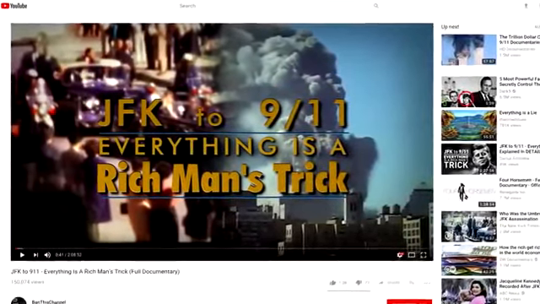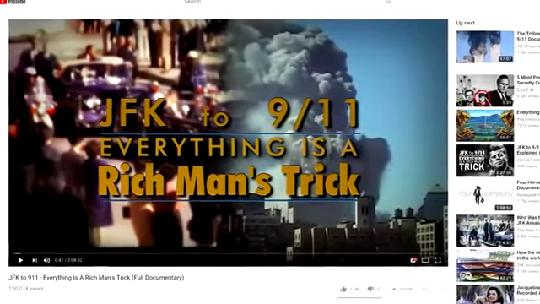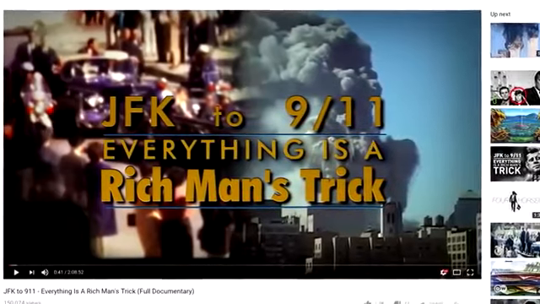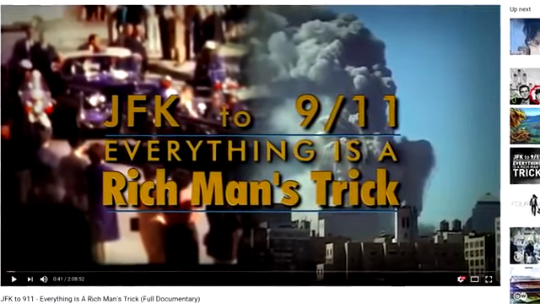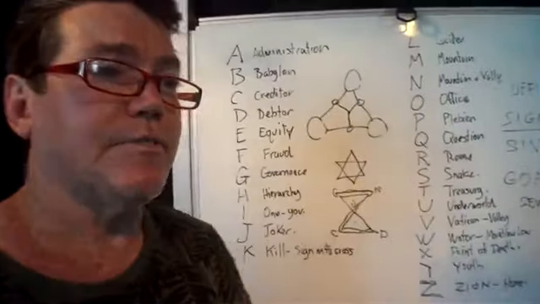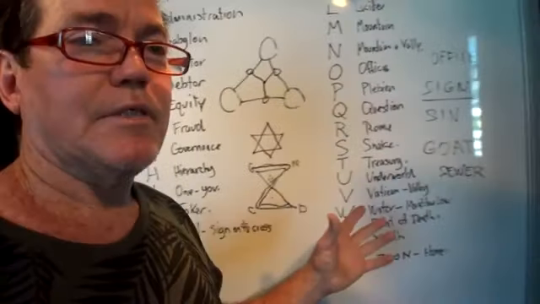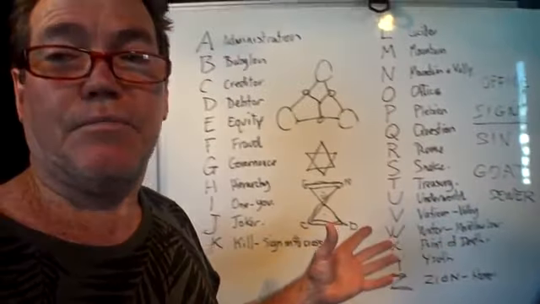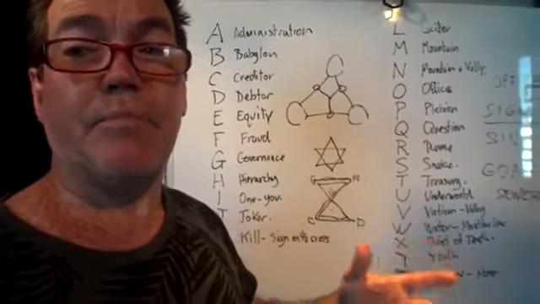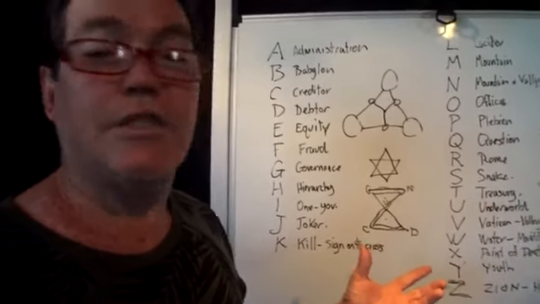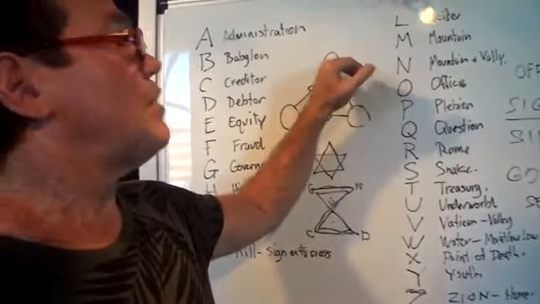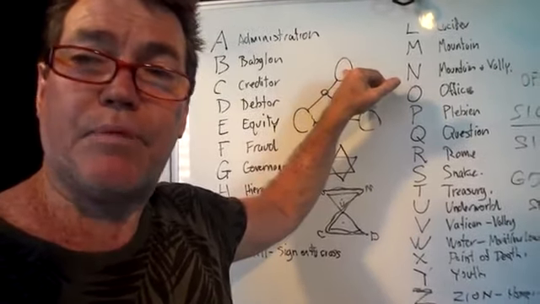They've even got his name, but I think it's called 9/11 to JFK, or JFK to 9/11, a rich man's trick. It's quite a long documentary, but I recommend you watch it, because it actually starts to point out the results of this system and what it does and how it gets around killing people without even being charged. It's because when you're a debtor, you are the property of the administrator. You're the property of the police.